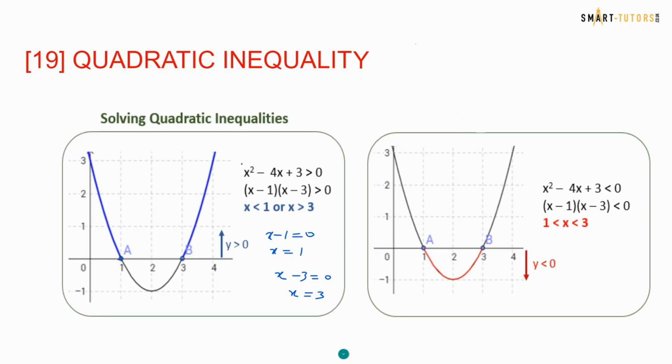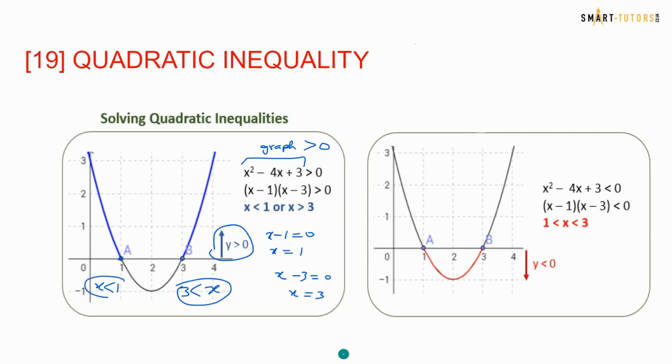Now you look at this one. This is the graph. So the graph is greater than 0. Greater than means upwards. Upwards means the blue colored portions. So for the answer, you need to write x more than 3. So the answer is x is greater than 3 or x is less than 1.